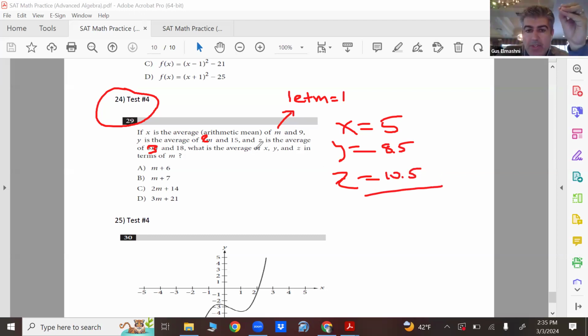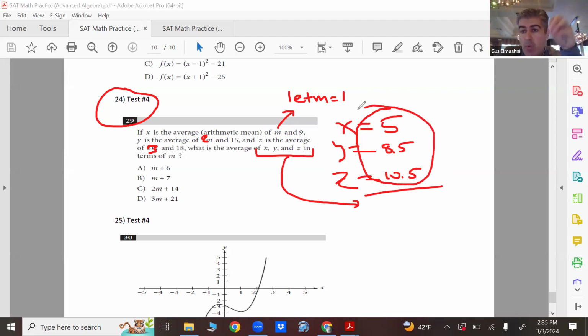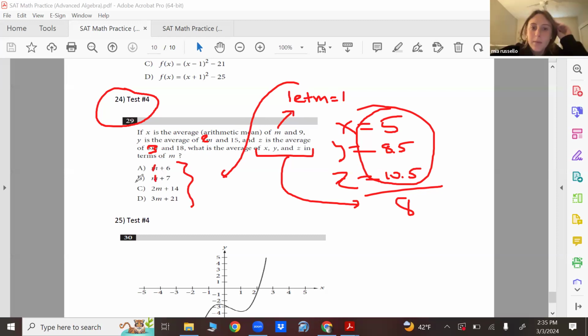Now average those 3 numbers, because that's what the question wants. They want the average of X, Y, and Z. So you've got to add up those 3 numbers that we got for X, Y, and Z and divide by 3, of course. We have 3 numbers. I got 8. Perfect. Now plug 1 into each choice, because M is still 1, it doesn't change. Which one of these four choices equals 8? B. There you go. Got it.